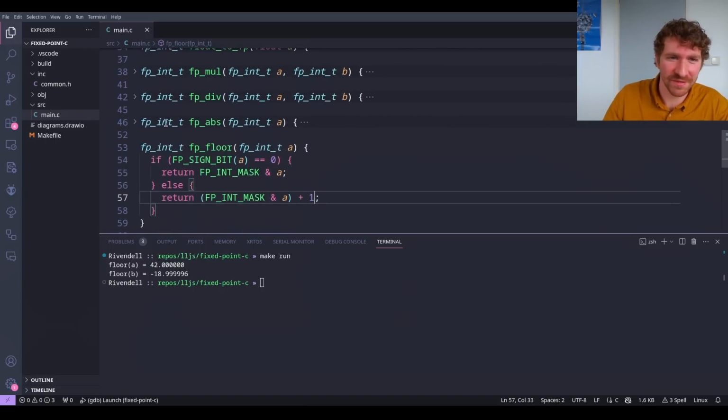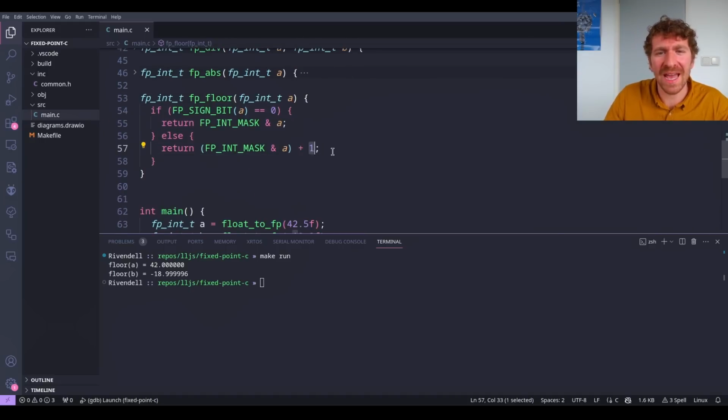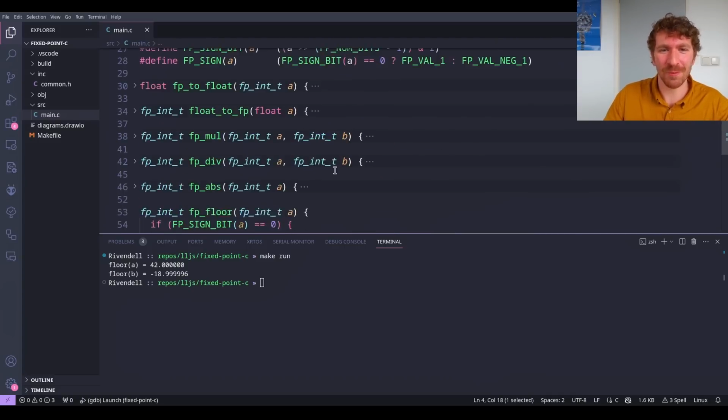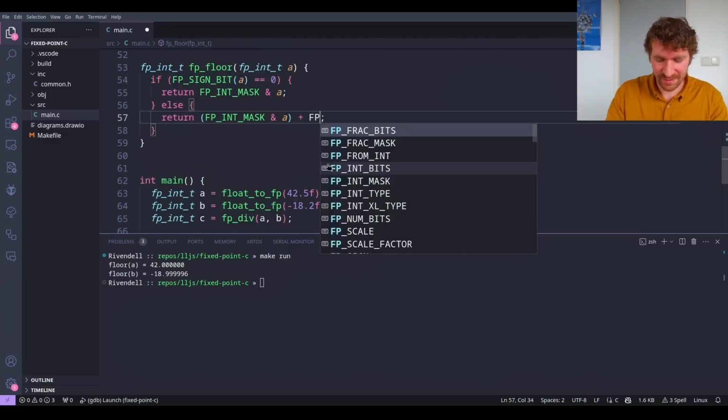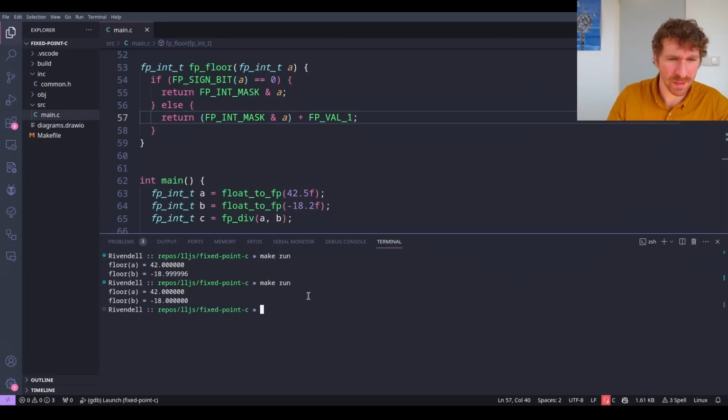That's a good point. I need to fix this in the absolute function as well. Oh no, I don't. In absolute, we're not dealing with the numerical value. Here we're actually trying to add fixed point 1. If we're adding 1, we're actually adding a very small fractional value, because this is a fixed point number. The 1 needs to be in the integer part. So we need to add the fixed point value of 1. Try again. All right, great. Now when we floor A, we get 42, and when we floor B, we get negative 18.